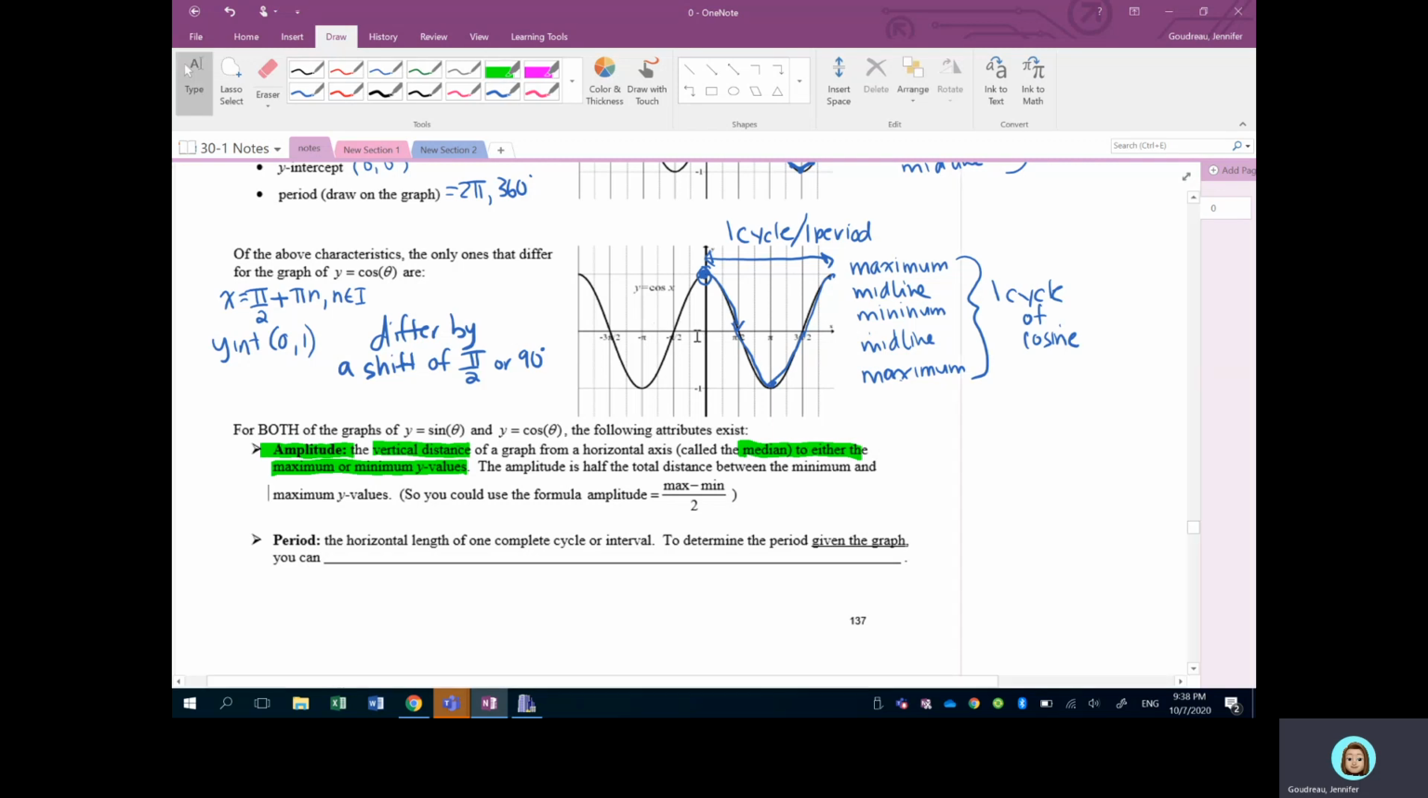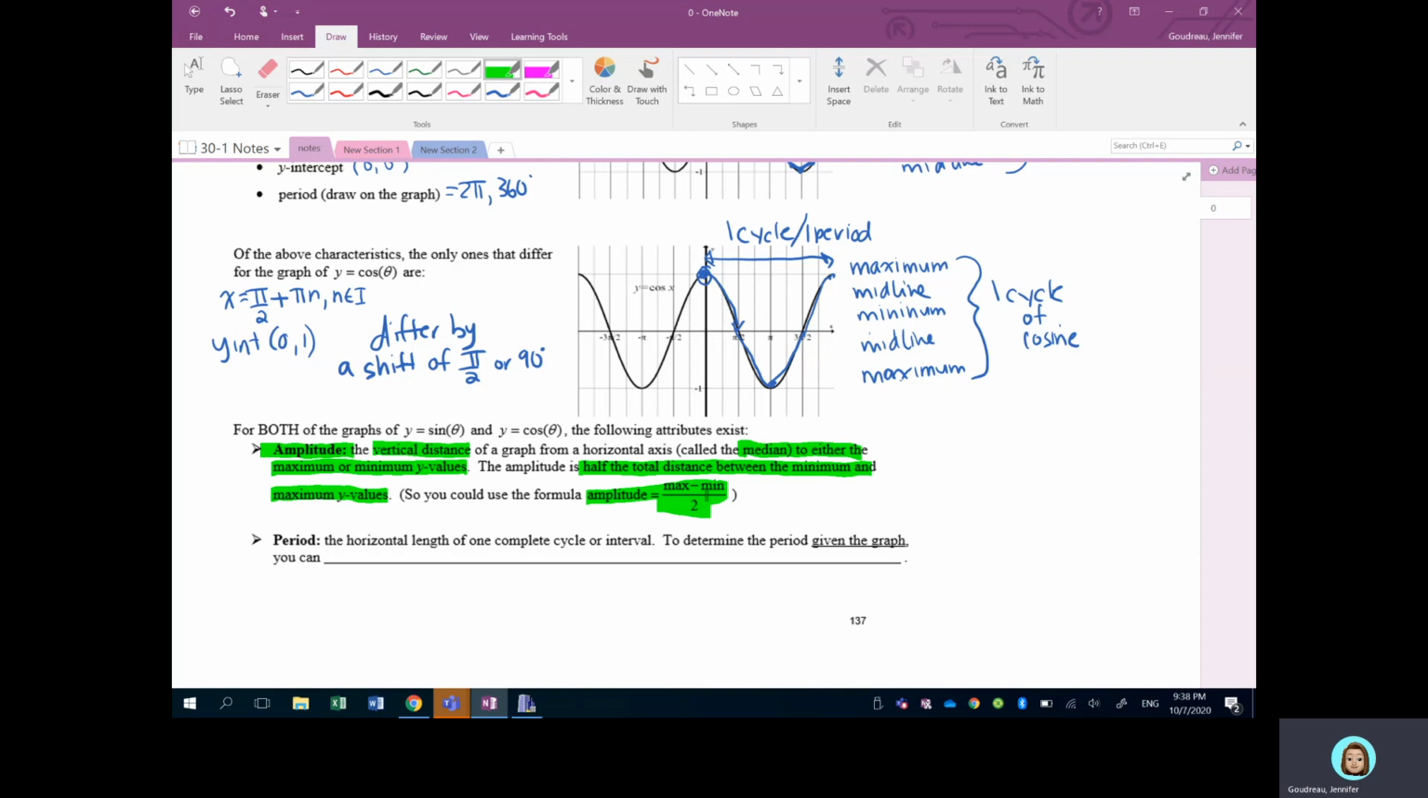It is the height from the midline up to the maximum or from the midline down to the minimum. So it is half the total distance between the minimum and the maximum. We can find amplitude a couple of ways. We have an actual formula right here where we just take the maximum minus the minimum, so find the total height, and then divide it by 2.